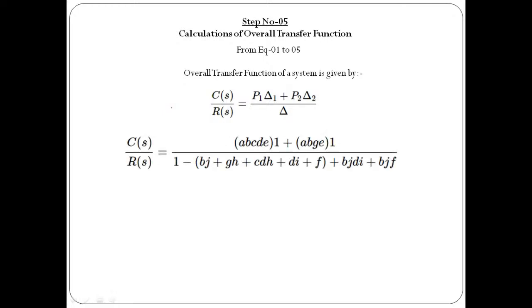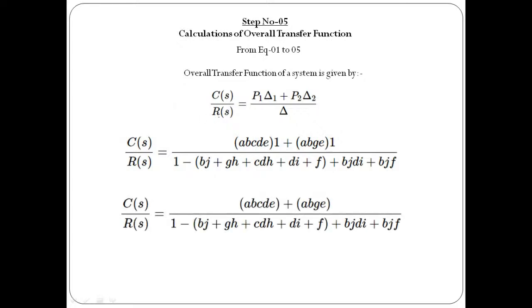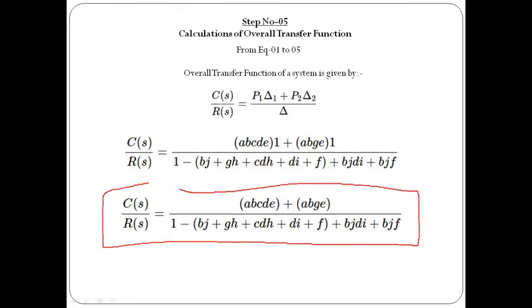So put the values of P1, P2, delta 1, delta 2 and delta in this equation, solve, and you will get this as an output. So this indicates the overall transfer function of the system using Mason's gain formula. This is very important, and this is your transfer function. So this is the way we can apply Mason's gain formula to convert a signal flow graph into its corresponding transfer function. I hope this is clear to everyone, and if you understand this, now it is very easy for you to solve any numerical on signal flow graphs.